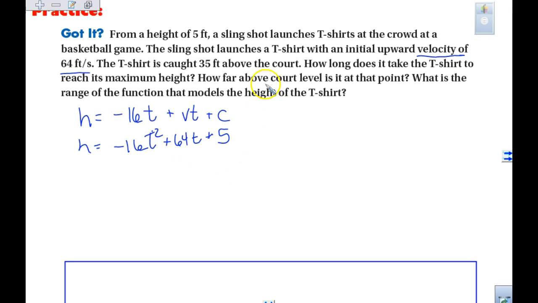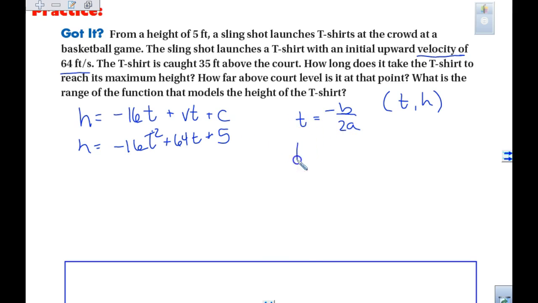So how long does it take the t-shirt to reach maximum height? We're looking for the time, so that is the vertex, the t and the h. The equation is t equals negative b divided by 2a. Later this unit, we all get to sing the quadratic formula song. I know, it's so exciting. You'll hear me sing it first, of course.